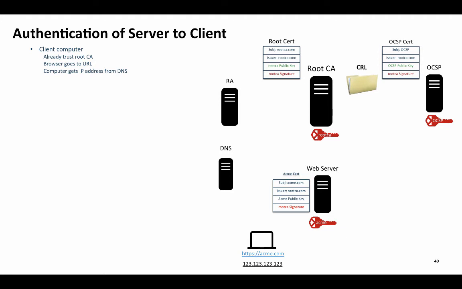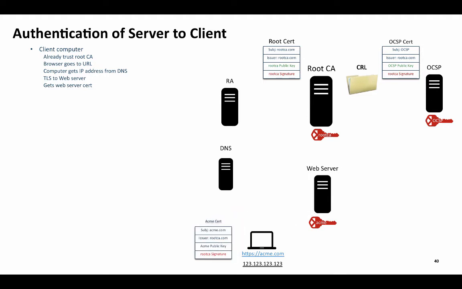123.123.123.123. The client then performs a TLS handshake with the server, during which it receives the server's certificate, and typically the chain of certificates between the root CA and the CA that actually signed the web server certificate. Recall that in this example, we did not include any of those intermediate CAs, but in the real world, there would be intermediate CAs. Now the client begins authentication of the certificate.